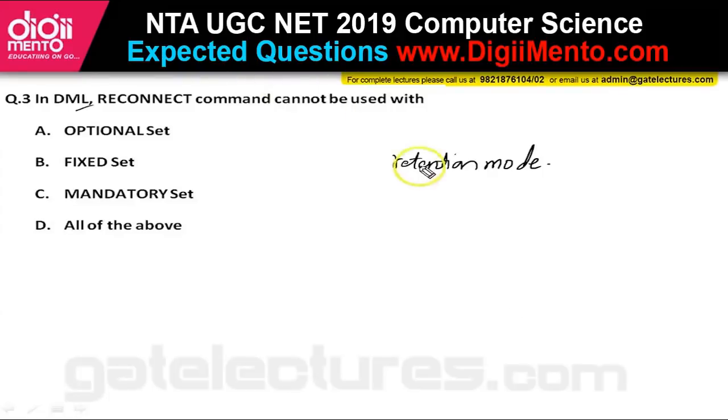Now if this retention mode is fixed, then the record occurrence cannot be removed. All other functions like reconnect or connect cannot remove it unless the record is erased. So if the retention is fixed, then we cannot use the reconnect command with it. So clearly B option is right here. A and C are wrong. Mandatory set is a different thing and optional set is a different thing. They are used for different purposes, different modes in DML. Only B is the right answer here.